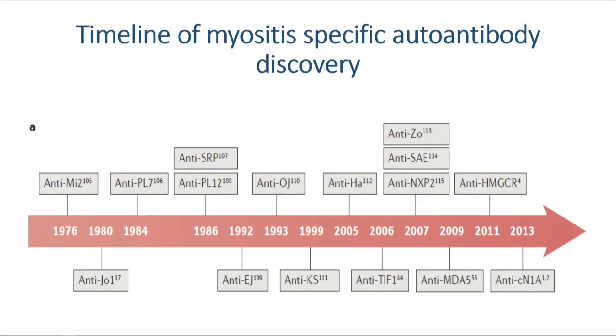And here's the timeline of the discovery of these myositis-specific antibodies, and you recognize many of the antibodies on this chart. And note that really it's in relatively recent time, the last 13 years or so, that we've really had quite a plethora or a discovery of new autoantibodies, new specificities in myositis. It's really been quite an advance in the field, and only relatively recently.